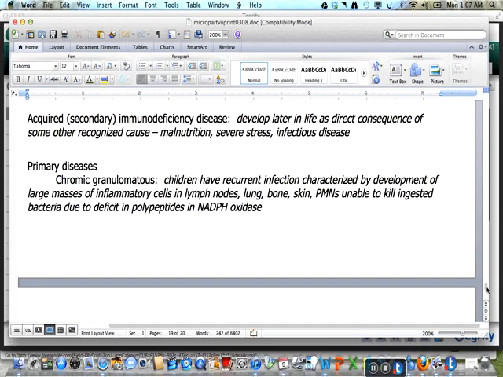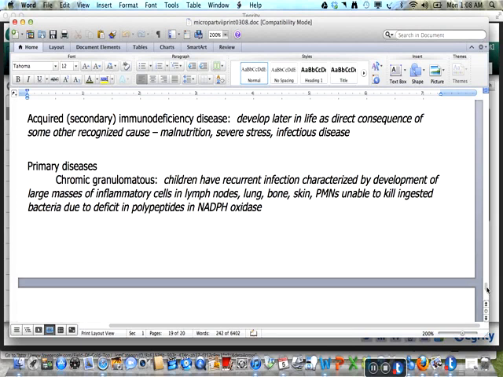Chronic granulomatous disease is a primary immunodeficiency disease where the children have recurrent infections characterized by development of large masses of inflammatory cells in the lymph nodes, lung, bone, and skin. The PMNs are unable to kill digested bacteria due to a deficit in polypeptides in NADPH oxidase.